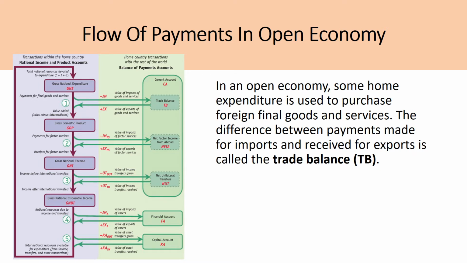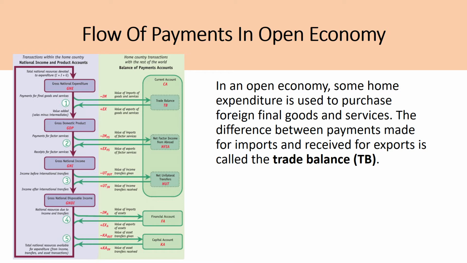In an open economy, some home expenditure is used to purchase foreign final goods and services. The difference between the payments made for imports and received for exports is called the trade balance. So we start off again with the gross national expenditure. Usually in a closed economy, the money that you spend goes to the producers that produce domestically. But in an open economy, you can acquire domestic assets, or you can acquire foreign assets. If you acquire foreign assets, it would be reported in the trade balance because it's an import of a good or a service.